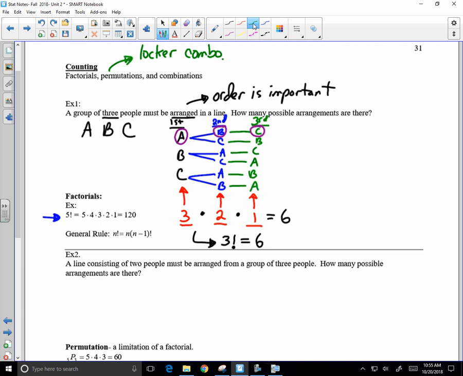So what I would do is hit the number 3, and I'd hit math, probability, 4. That would give us the 3 factorial.